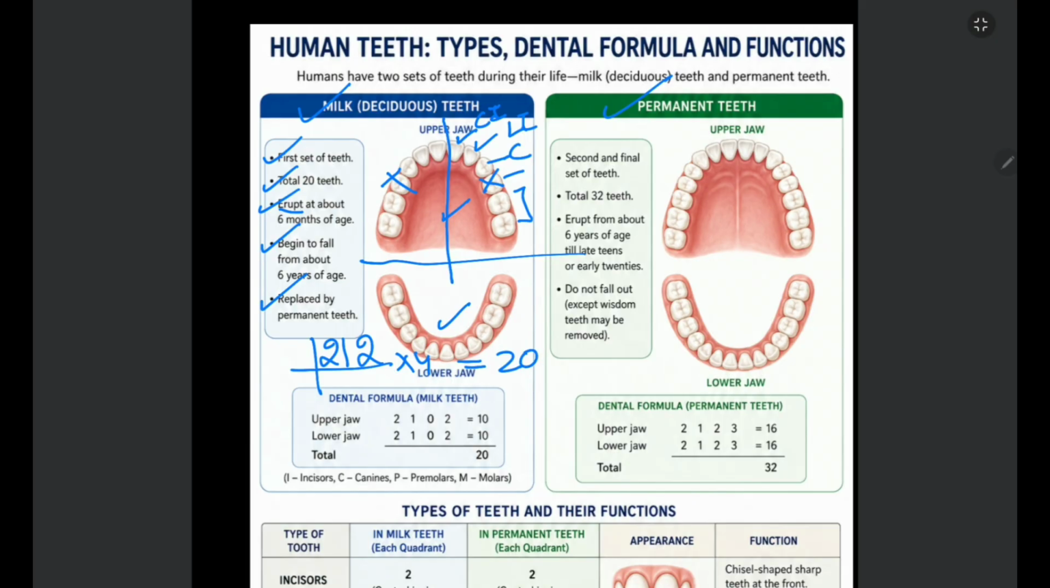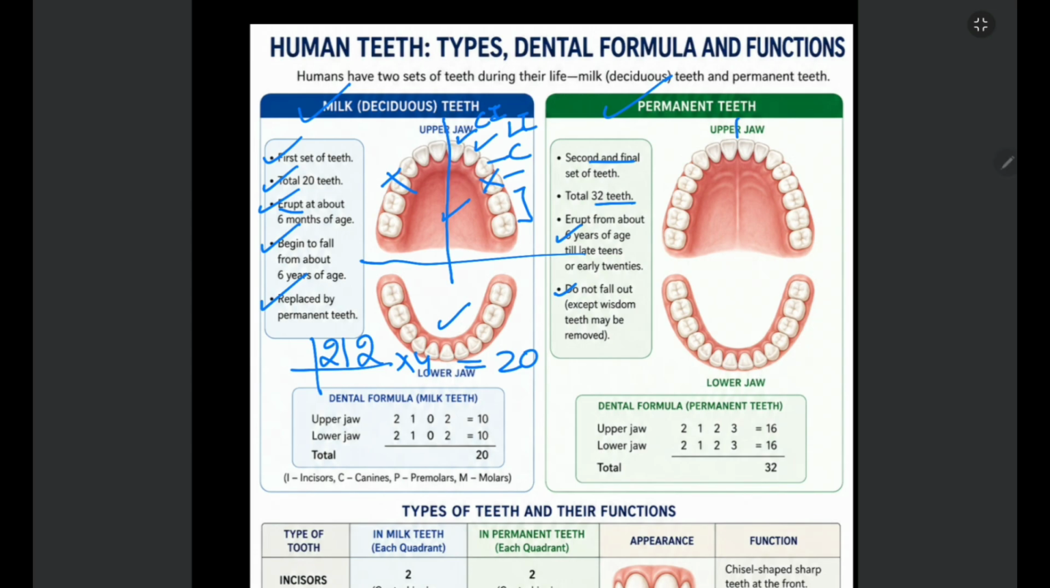Same way, if I come to permanent teeth, they are the final set, total 32 in number. They erupt at the age of 6 years and they do not fall until and unless there is some problem. So they are teeth for life.